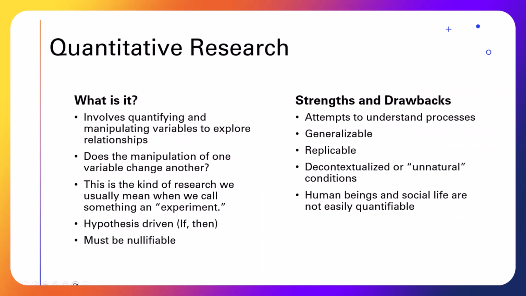If you're in the sciences, then you're probably more familiar with quantitative research. This is the hallmark of scientific research. This is the type of research we mean when we call something an experiment. It involves the manipulation of variables to determine how they affect one another. Quantitative research aims to understand processes and relationships in a way that is generalizable. This type of research is hypothesis-driven and reflects the scientific value of replicability.